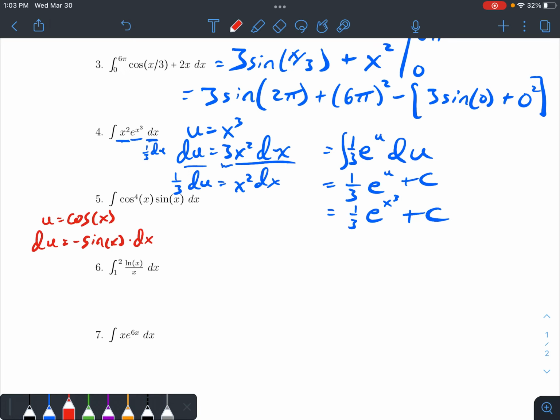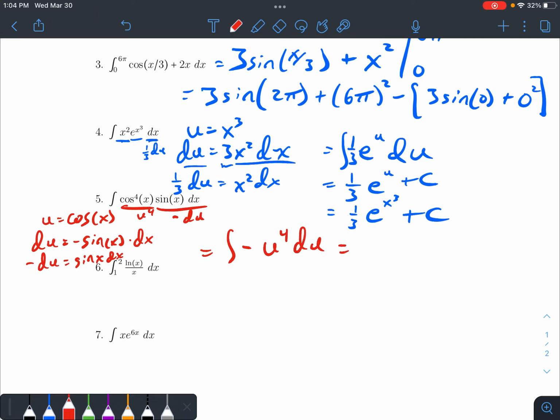Okay. So this becomes u to the 4th, and then sine of x dx is almost equal to du, but again we have this annoying negative in front, and so we have to bring the negative to the other side, so just multiply by negative on each side. So negative du is equal to sine of x dx, so we can replace this with negative du. So our integral becomes the integral of negative u to the 4th du.